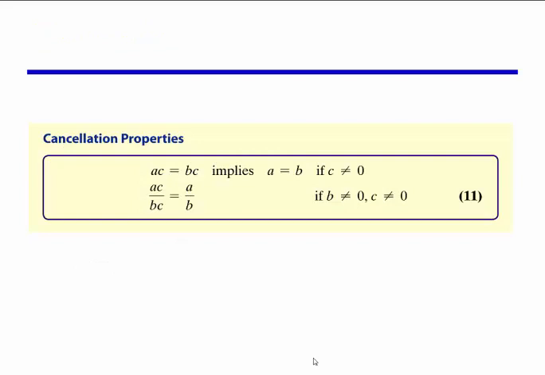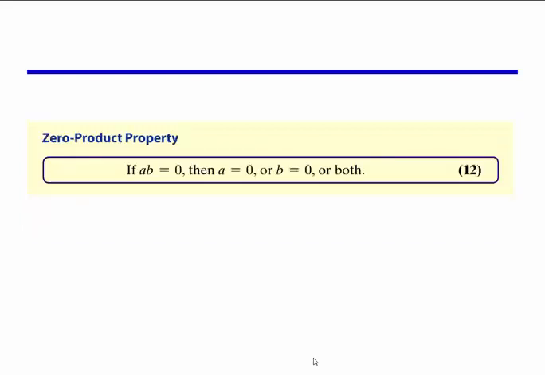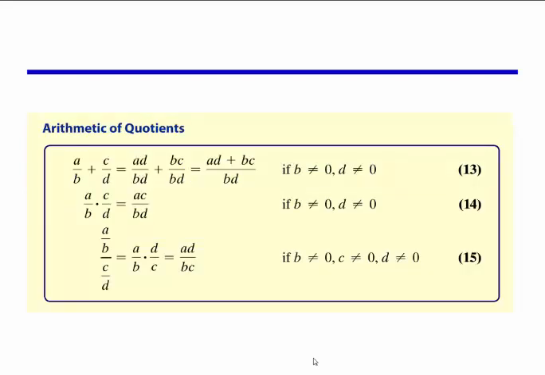Now, cancellation properties. AC is equal to BC implies that A is equal to B if C does not equal 0. And then AC divided by BC is equal to A over B as long as B and C do not equal 0. Zero product property: if AB is equal to 0, then A is equal to 0, or B is equal to 0, or they're both equal to 0. I'm going to use this when we solve equations.